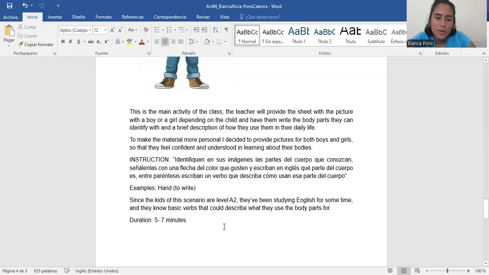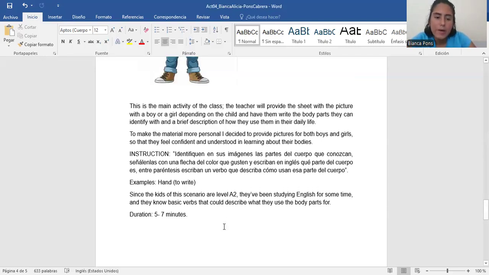Okay, so since the kids in this scenario are at level A2, they've been studying for some time and they know basic verbs that could describe what they use the body parts for. They already have the context. And the duration for this activity will be from 5 to 7 minutes.